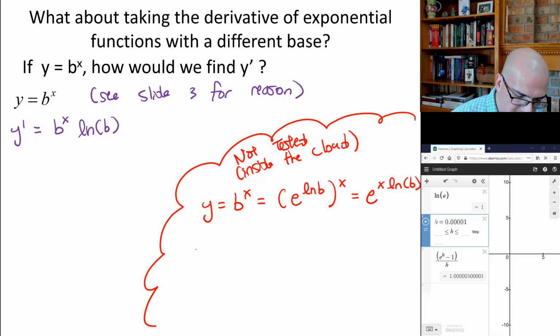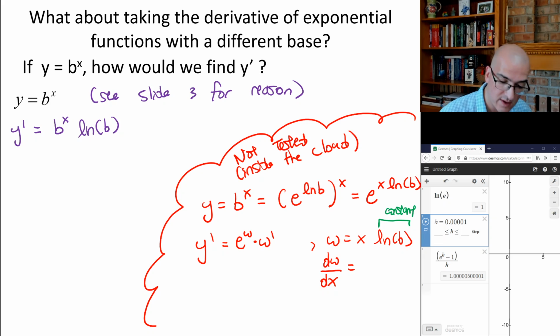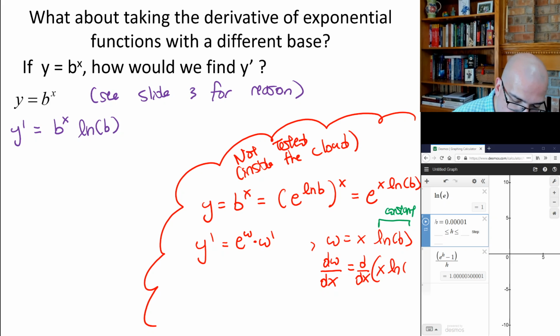Anyway, now we're going to take the derivative. We're taking the derivative of e to the power of w, so e to the w, multiplied by w prime, where w is x multiplied by the ln of b. And remember, this is a constant. So when we take the derivative, dw by dx, or w prime, same thing, we're taking d by dx of x times the ln of b.